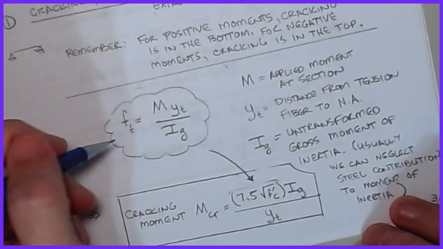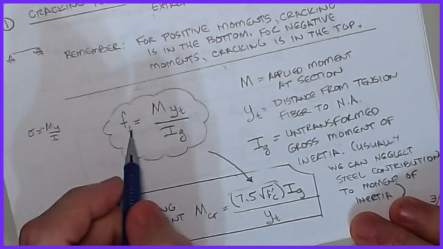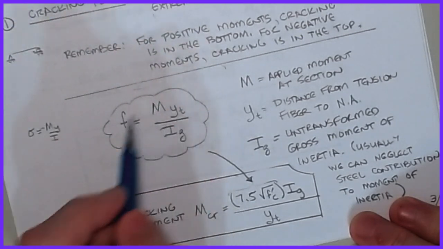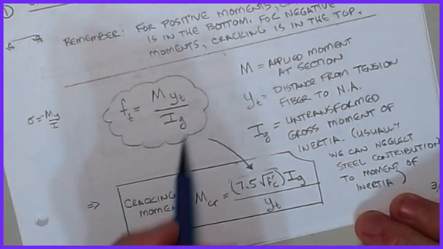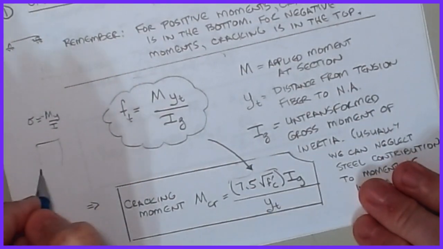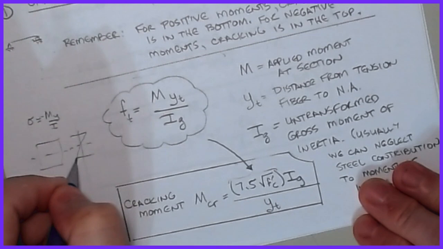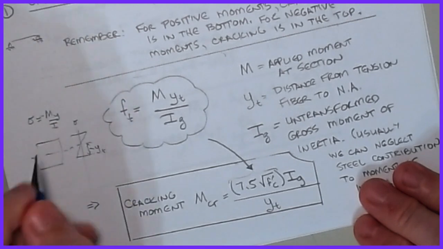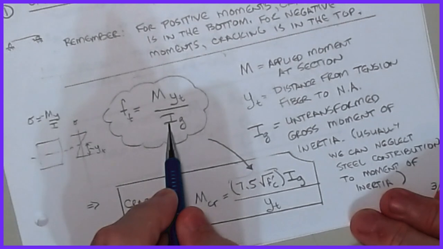Now, if we take our stress formula, sigma equals My over I with a minus sign, all we're doing is rearranging it for our elastic stress. We did this in the last example. M is the applied moment, and yt is the distance from the tension fiber to the neutral axis. So if this is my cross section and that's my neutral axis, and this is our stress block for sigma, then that's what we're calling yt. Now, there's some dispute over which I value to use.